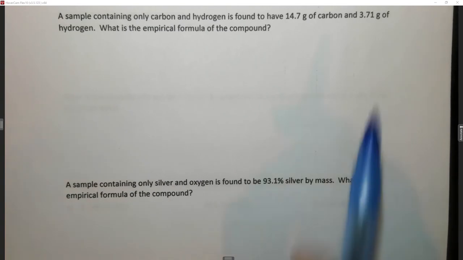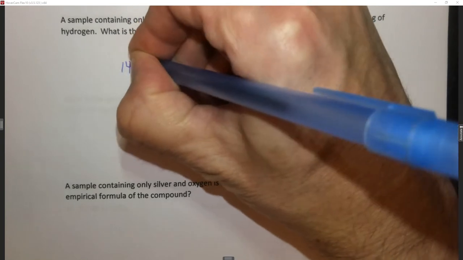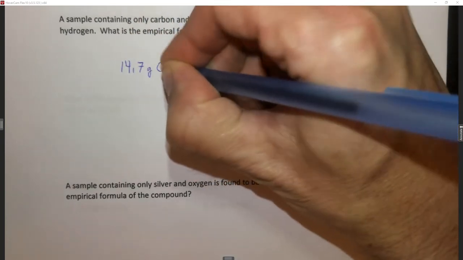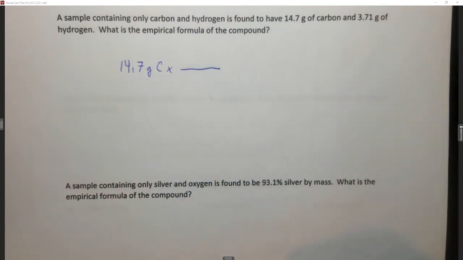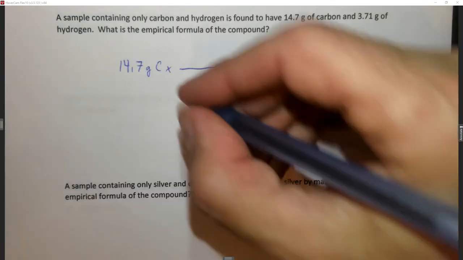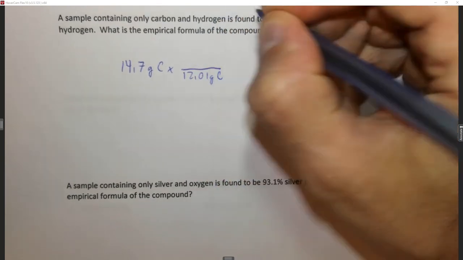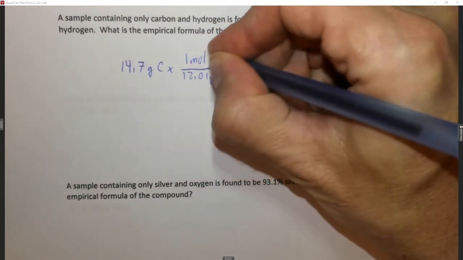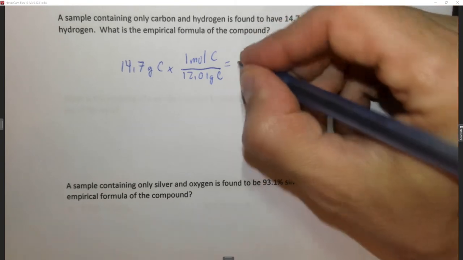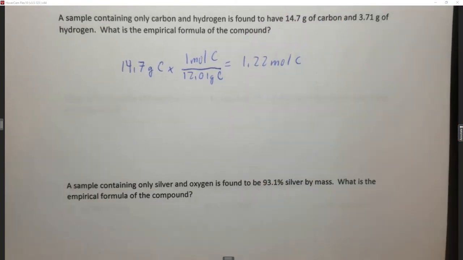So in order to do that, we need to convert these grams to moles. So starting with 14.7 grams of carbon, we want to convert it to moles. If we look on the periodic table, we find that the molar mass of carbon is 12.01. So we want to put the 12.01 grams of carbon on the bottom and the 1 mole of carbon on the top. And when we do that math, we get 1.22 moles of carbon.